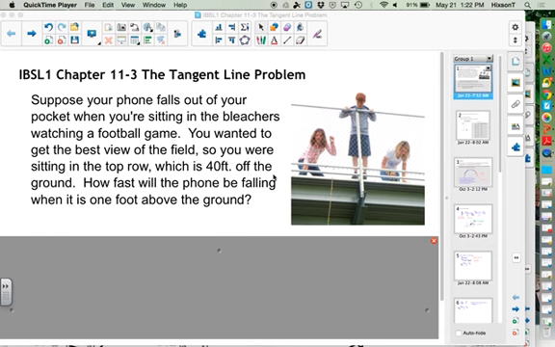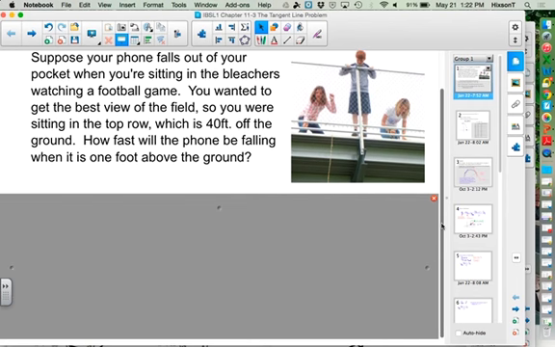So here's the thing. If we want to figure out this speed, especially when they design the cases to protect these things, these are some of the calculations that they might figure out. How fast is it going to be falling? If we want this thing to be able to survive a 40-foot fall, then how fast is it going to be moving at that point? Then they can figure out with force equals mass times acceleration how much force it's going to be hitting the ground with.